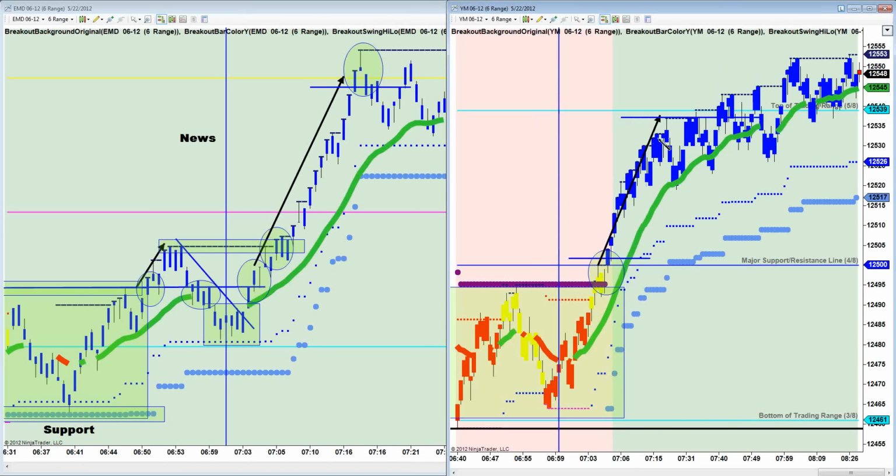The downside of taking it is that sometimes you leave some money on the table if the market continues to run as it did with YM here. See how it's continuing to kind of grind higher? The other alternative, of course, is you can trail your stop. Trail your stop, trail your stop, and you very well might still be in this trade.